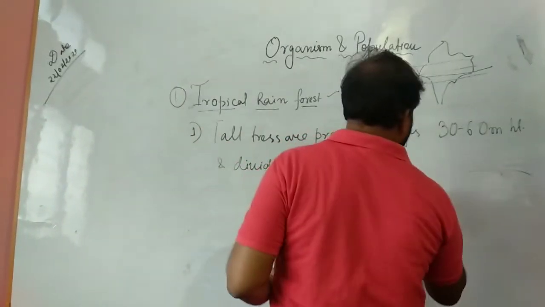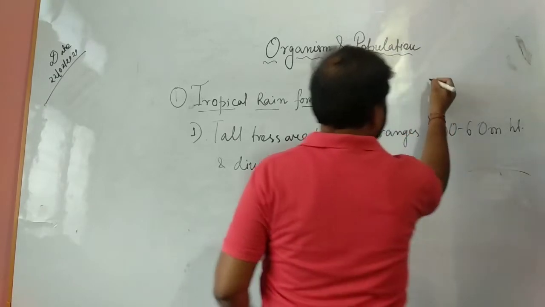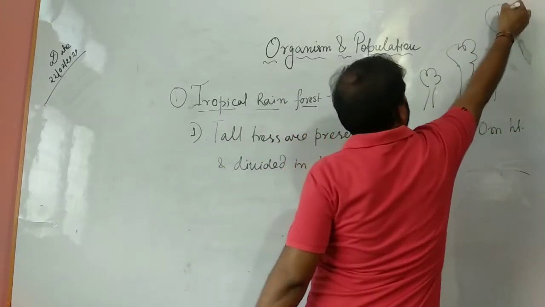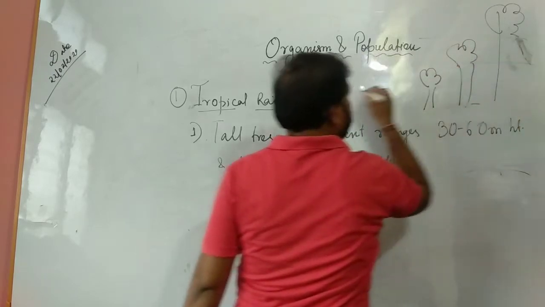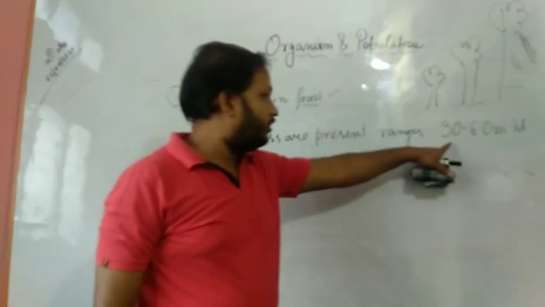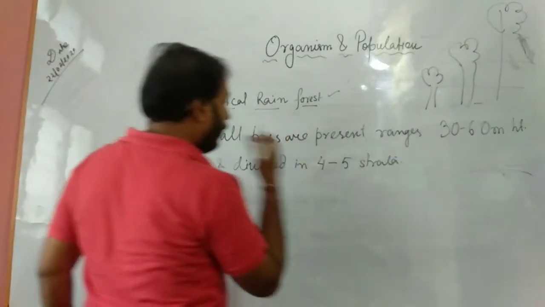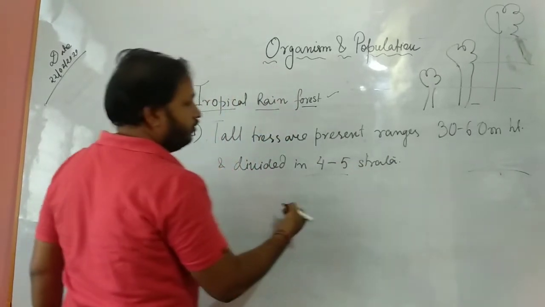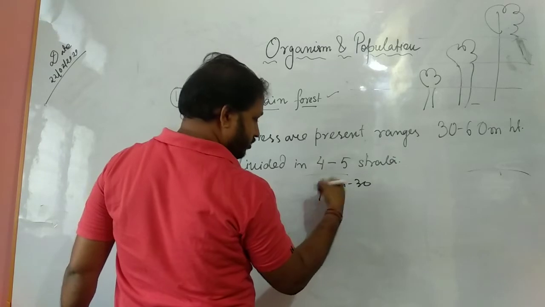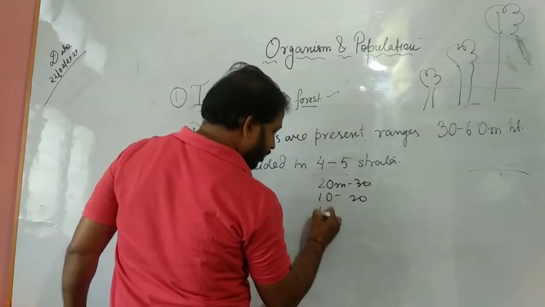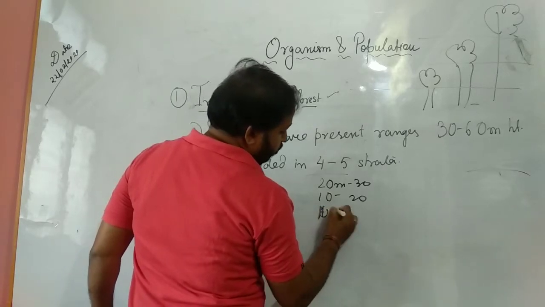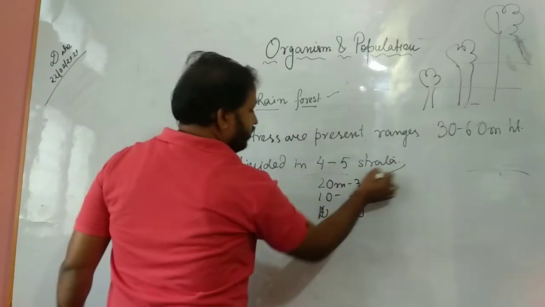Strata means, suppose this is a forest, some trees are there, then relatively large trees, then large trees. So they make a vertical division of the forest. In tropical rainforest, some trees range from 30 to 60 meter, and 4 to 5 strata are around. Some trees are 20 to 30 meter, then some small shrubs are around 10 to 20 meter, then herbs are very few, and some roots. These are the strata of the forest.